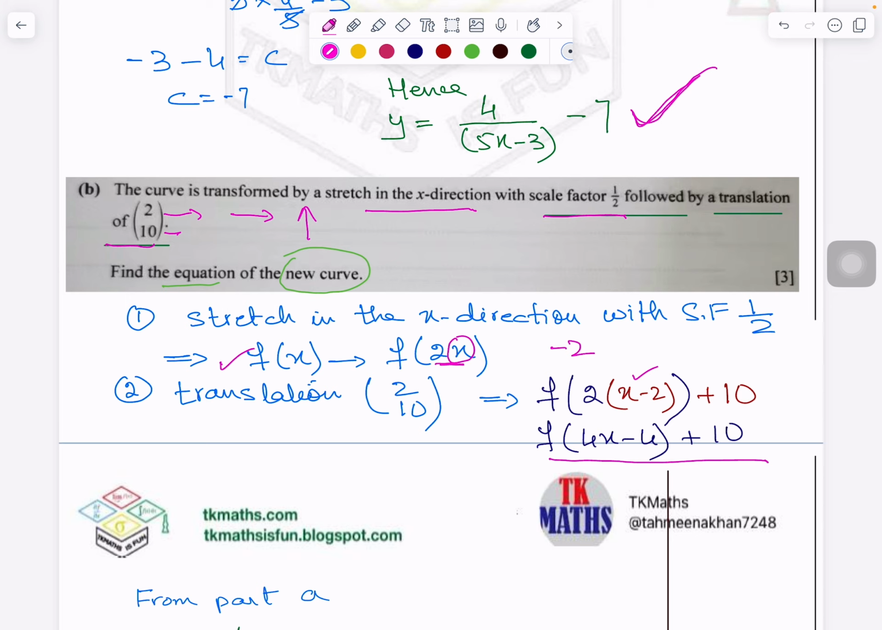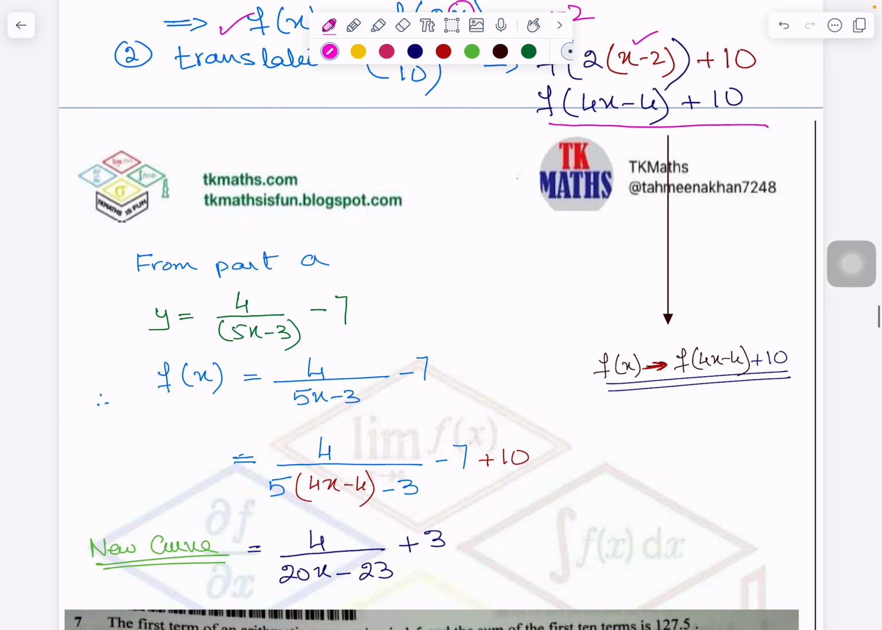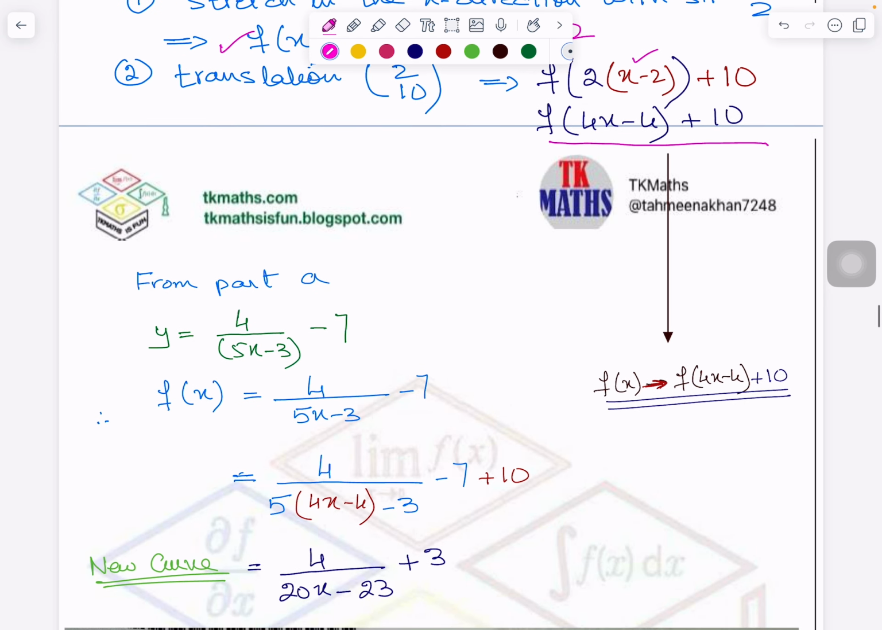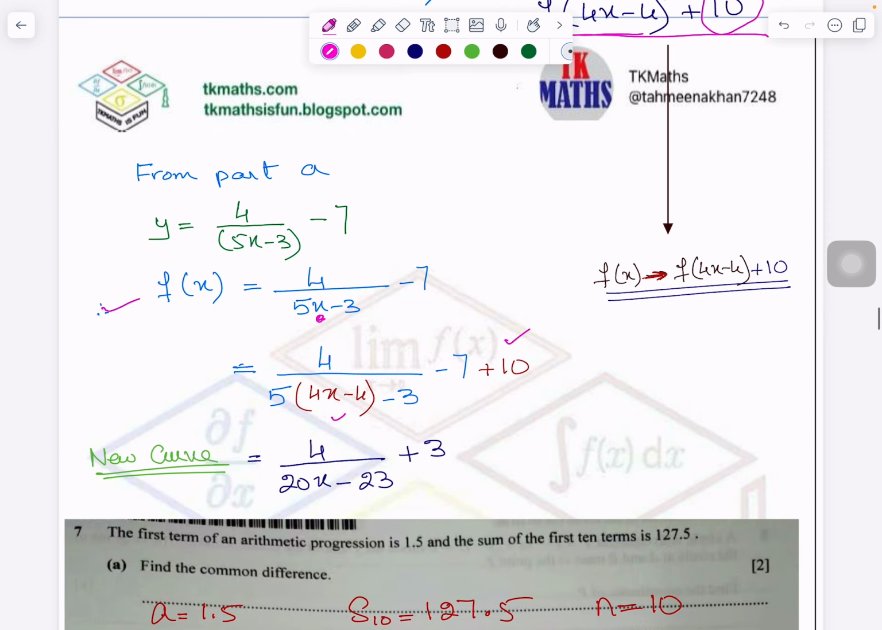Right, now you take this as f of x. Okay, so I have written it here again. You see here, this is your f of x, and in place of x now you have to write this 4x minus 4. So I have used a different color to show it very clearly, and plus 10 is at the end with the function. So that's why I've written plus 10 here later. So your new curve will have this equation. You can write it yourself and you will find it better.